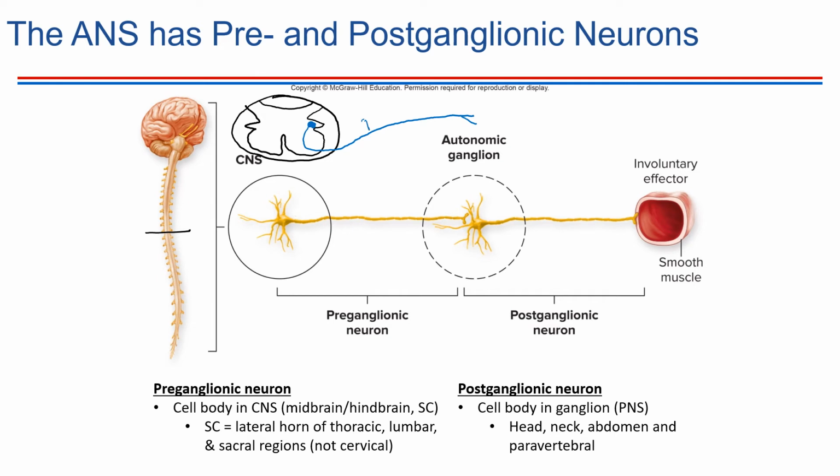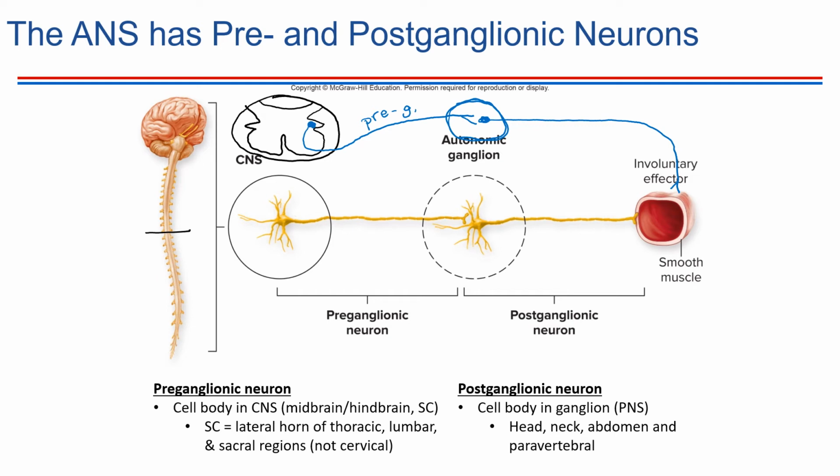So this is the pre-ganglionic, and I'll just write G for ganglionic. And it's going to synapse onto a post-ganglionic neuron. That's going to come down to our effector, whether it's smooth muscle, cardiac muscle, or gland. And the synapse here is going to be in this ganglion.